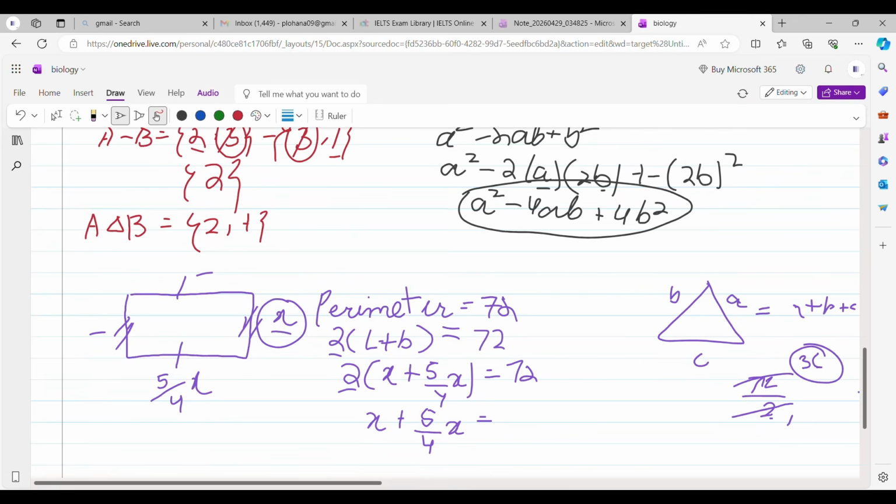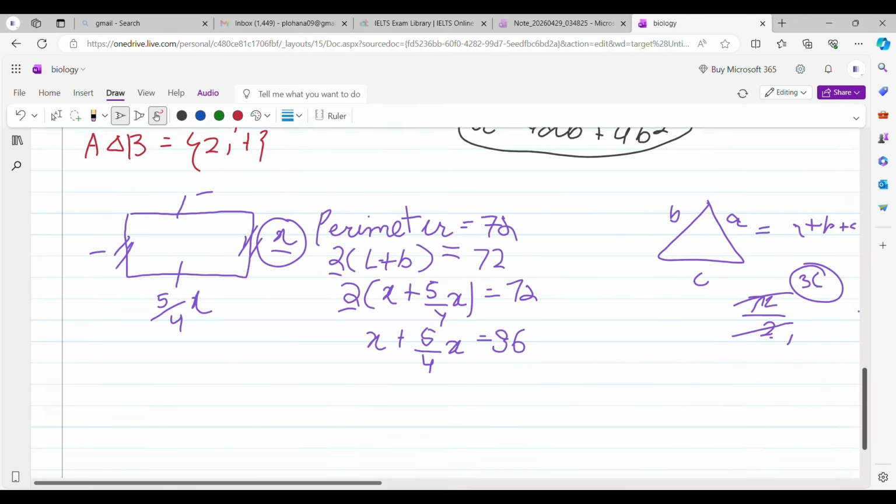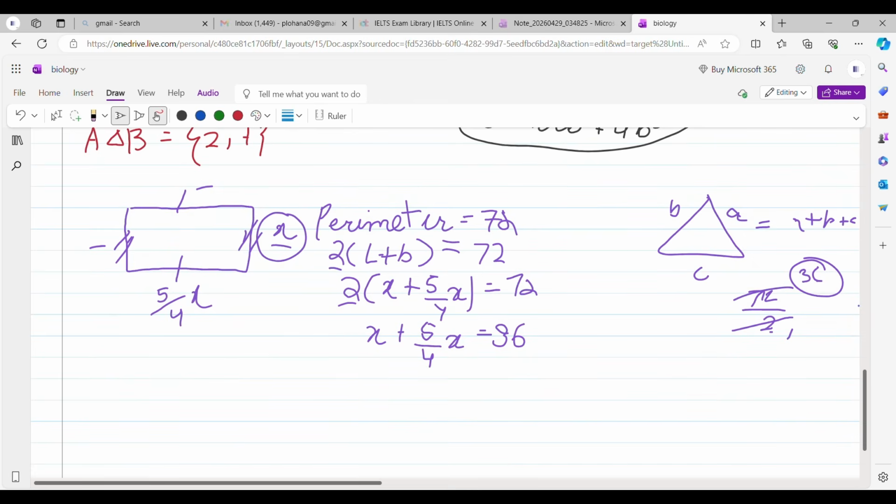So basically we have 36 now. So here we have 36. Okay, now we are going to solve it. So now you're not going to do it like this: x plus 5x is 6x. No, it's not like that.